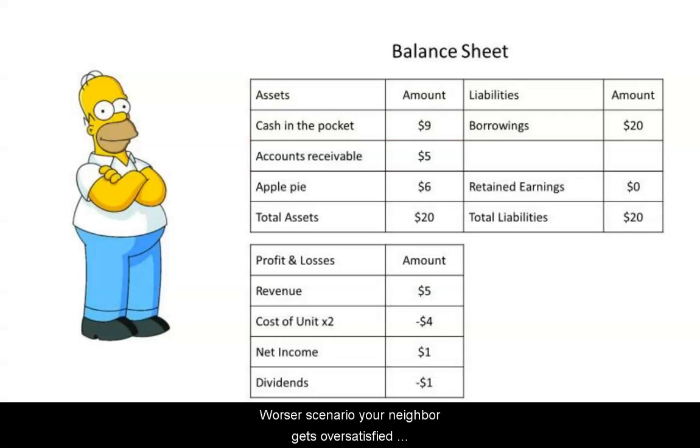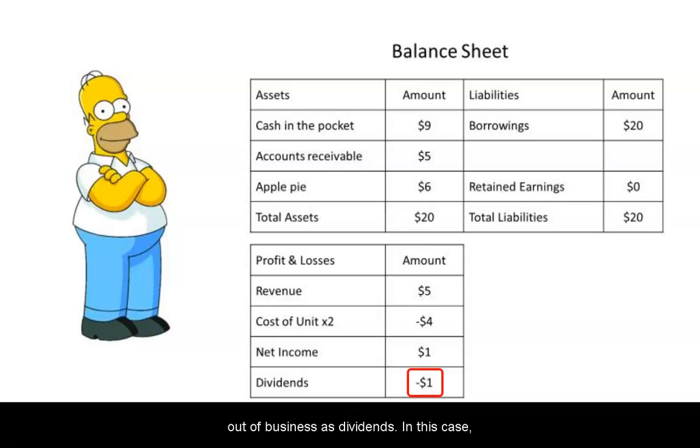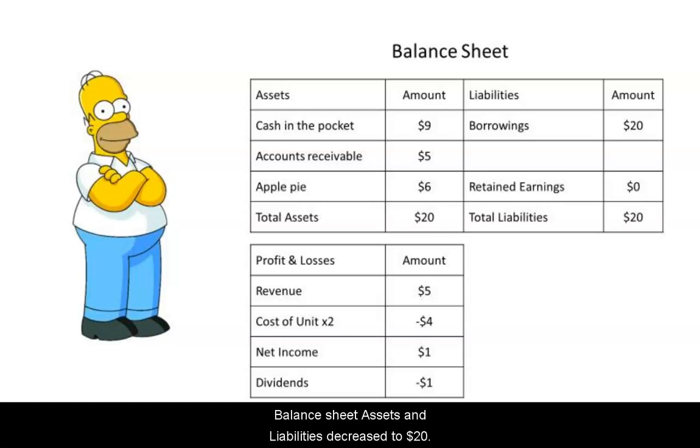In an even worse scenario, your neighbor gets over-satisfied with his P&L. He decides to take the profit of $1 out of the business as his dividends. In this case, balance sheet assets and liabilities decrease to $20. In theory, you see good-looking profit and loss results. In fact, there is less actual money in his business. It also may mean there are fewer chances that you will get your $20 back.